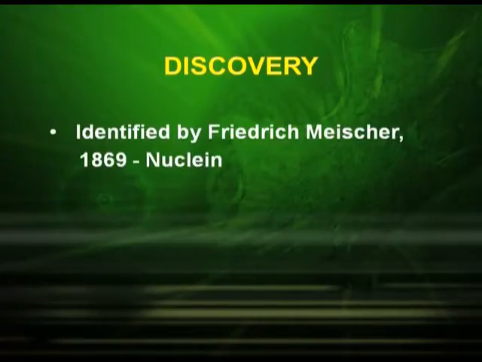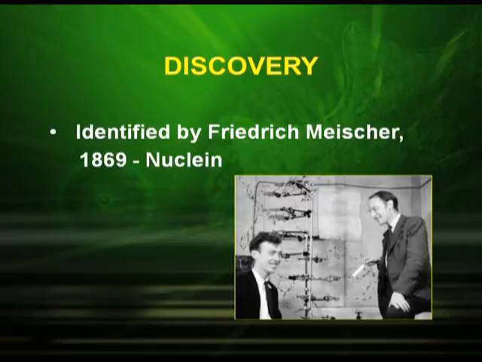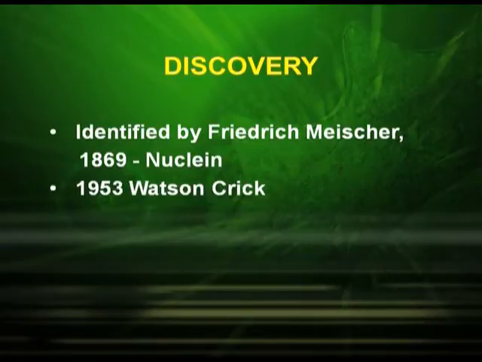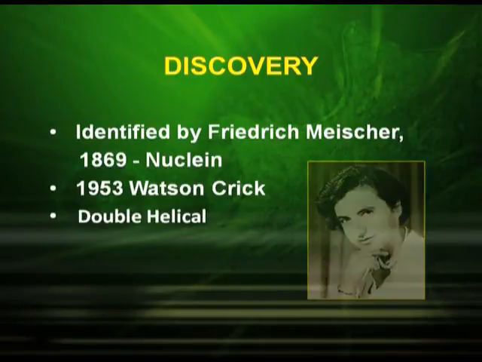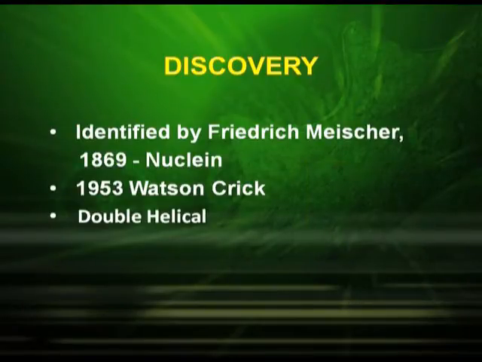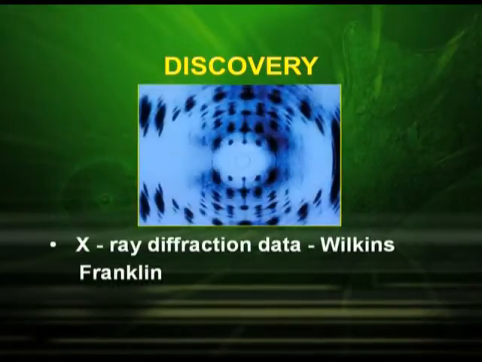Initially, it was identified by Friedrich Miescher in 1869 and he called it nuclein. In 1953, Watson and Crick discovered the double helical structure of DNA with the help of a technique called X-ray diffraction data, which was developed by Wilkins and Franklin.